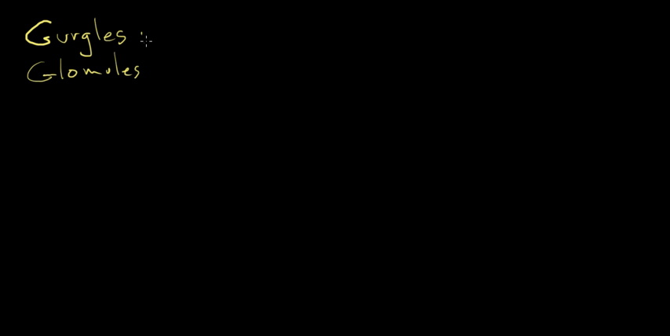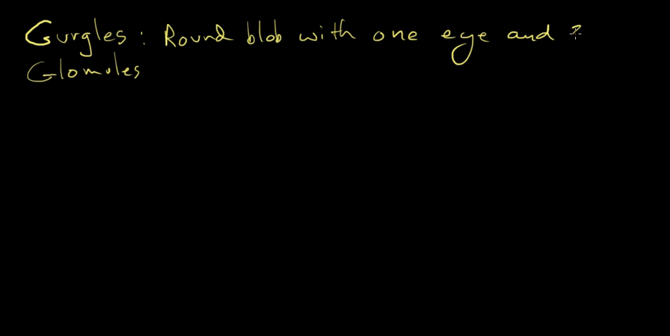Now the gurgles, we came up with a definition. A gurgle is a round blob with one eye and three tails. That's a gurgle. It doesn't matter what glomules are. In fact, we can just erase glomules because we're not going to talk about those. What we're going to talk about today is the relationship between definitions and logic.